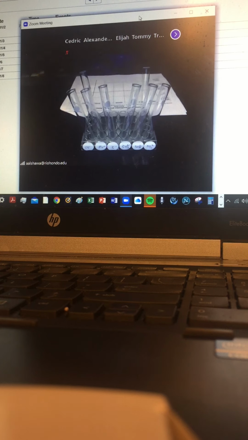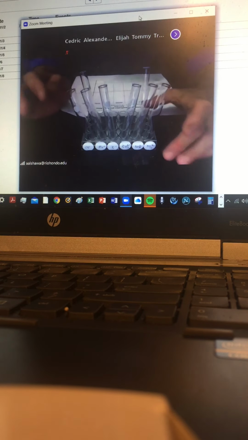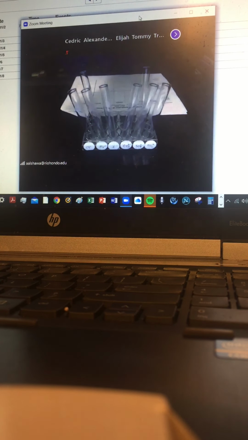I want to introduce the sodium chloride. The first one is going to take on a chloride. Let me see, where is that sodium chloride?